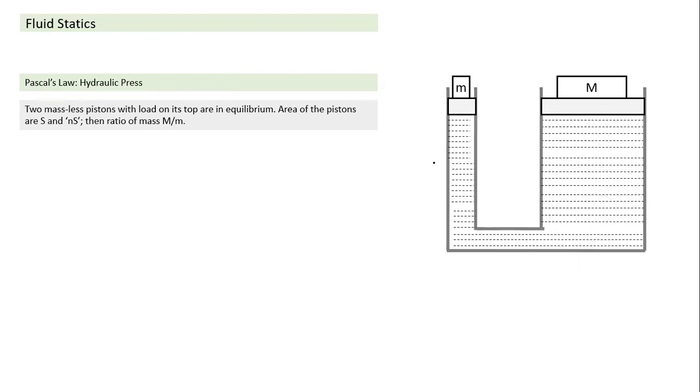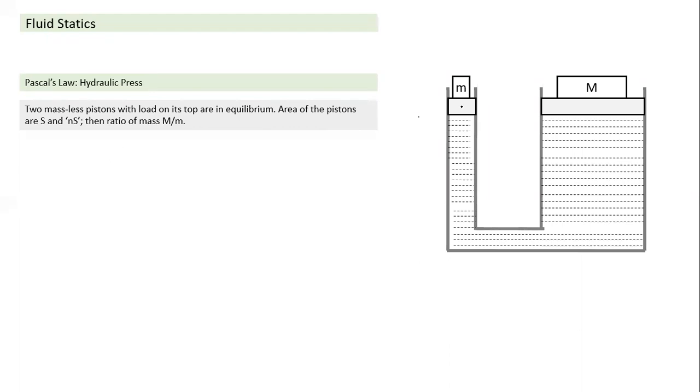A hydraulic press is something like this, and if you go to any mechanic shop or any automobile service center, it works on a similar principle. This is how most jacks work, which use hydraulic pressure, and those have to be airtight. There are two vessels here, each with a piston, both airtight, and two massless pistons with loads on top. This is small m mass and this is capital M, and they are in equilibrium.